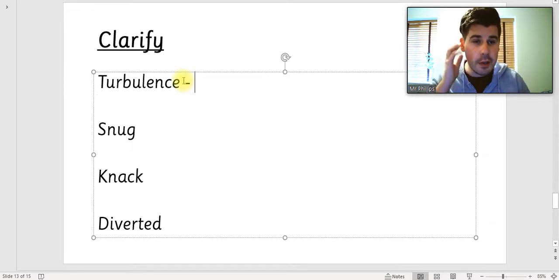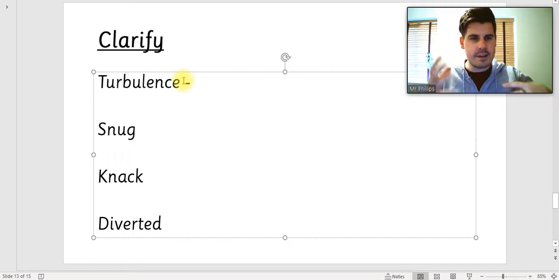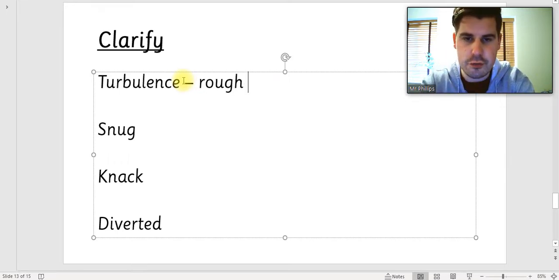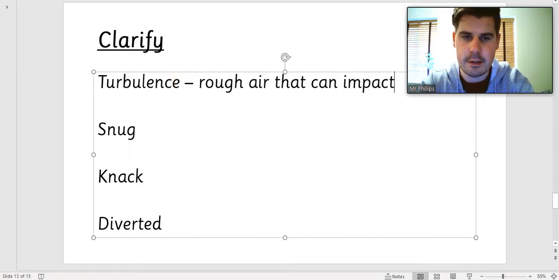So there was a lot of turbulence around the plane. Turbulence is the rough air that you have to travel through while you're flying. So obviously there's wind and there's air pressure and things like that. And if there's lots of rough air that makes the plane bounce up and down and knocks it from side to side, then that's called turbulence. So it's rough air that can impact a plane.